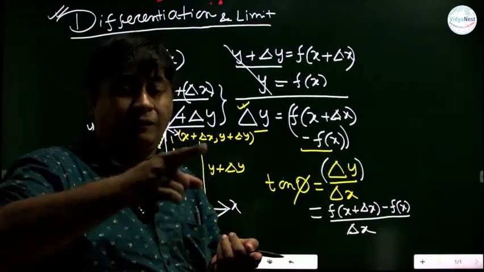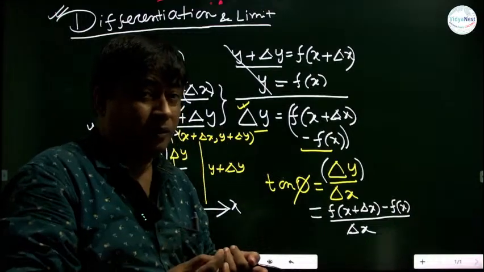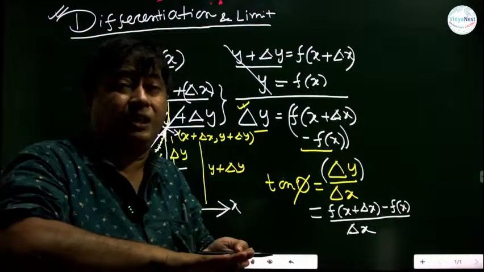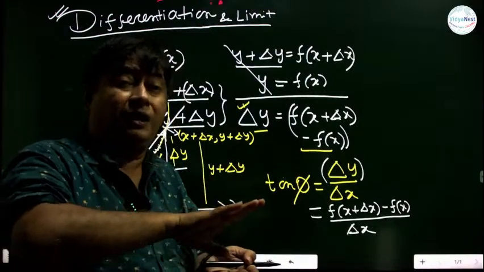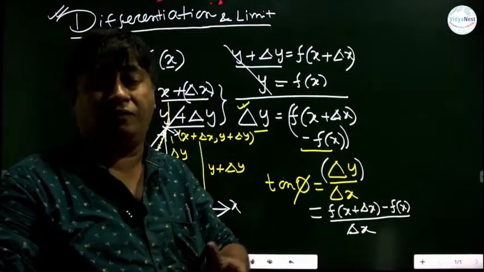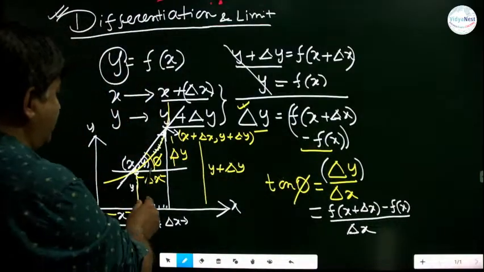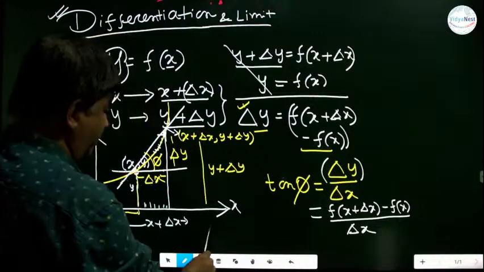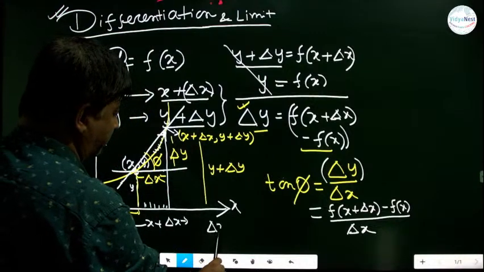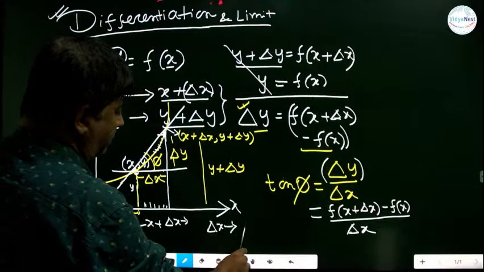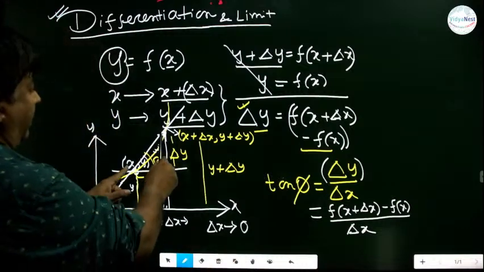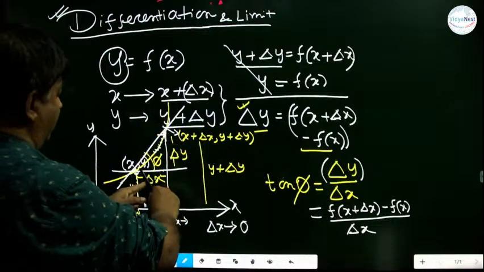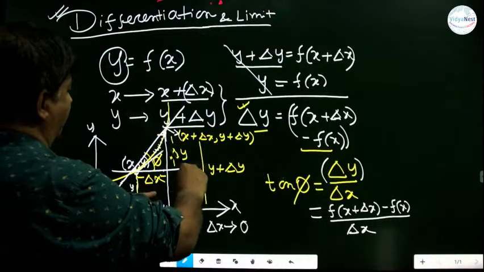Means the increment becomes 0 and the person stays at the same position as the beginning of his or her career. So when delta x tends to 0, you have got the concept of limit now. That chord will have no interception but will become a tangent.